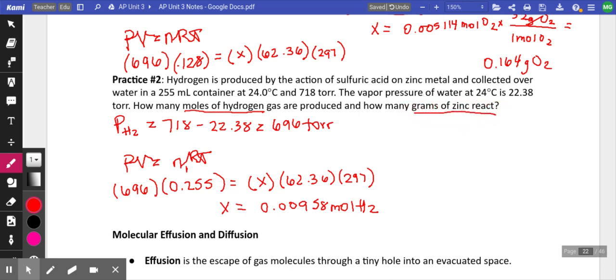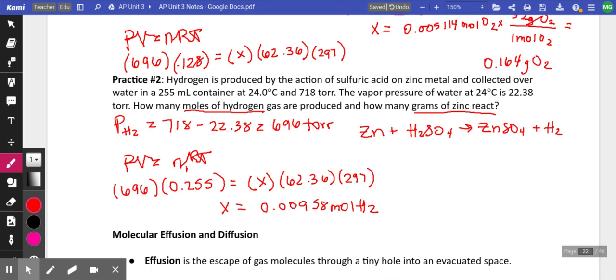So for this, I'm going to need a balanced chemical equation. It tells me that this hydrogen is produced by the action of sulfuric acid on zinc metal, which means I'm reacting together zinc metal and sulfuric acid, which is H2SO4. This is going to be a single replacement reaction, which means that zinc is going to replace hydrogen in the compound. So I'll end up with ZnSO4 plus this free hydrogen gas. Now I have to balance this equation.